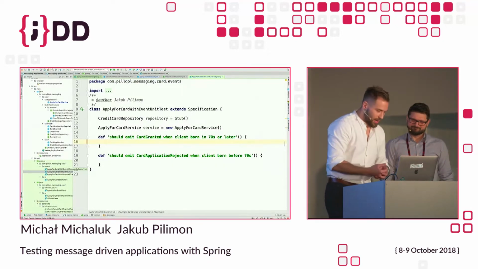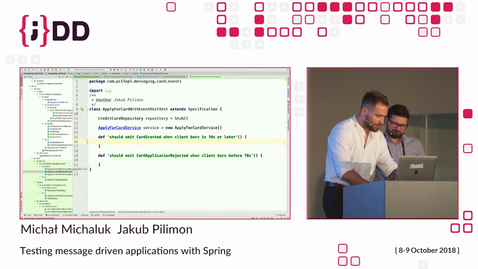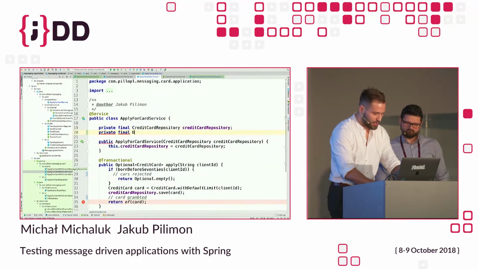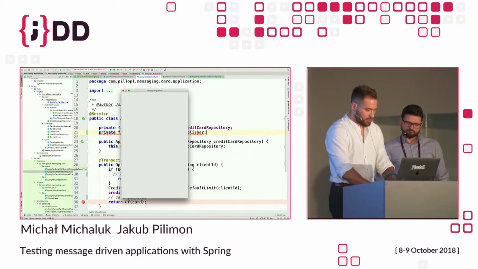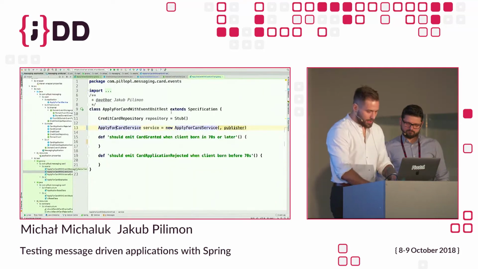So I will start with red. All right, so we'll probably use the domain event publisher in here, right? So I'll just inject it. Private final domain event publisher. I will call it publisher. Makes sense. And now we can go back to our test, which is somewhere here. Yes.